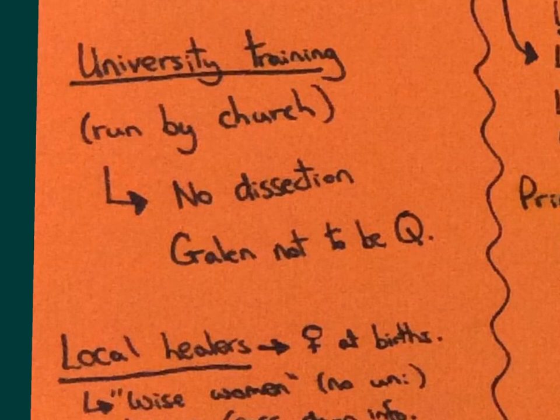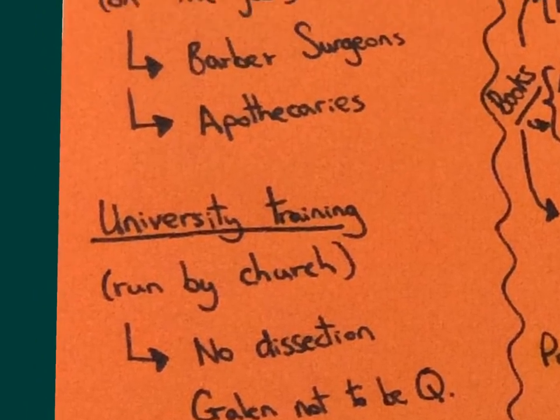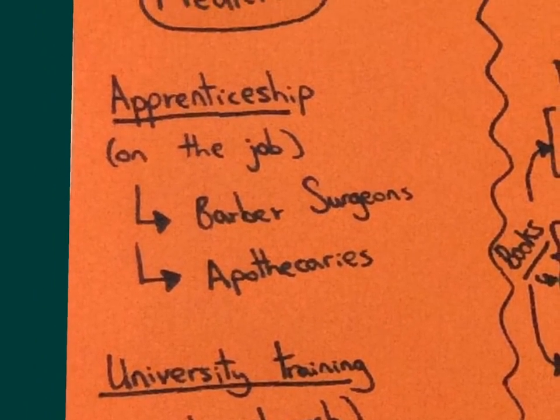Towards the very end of the medieval period, they started to allow dissection of human bodies, but even then, university training was all about proving the work of Galen, so no new ideas would come out of this training. So it was quite conservative training that would be received by doctors at this time.